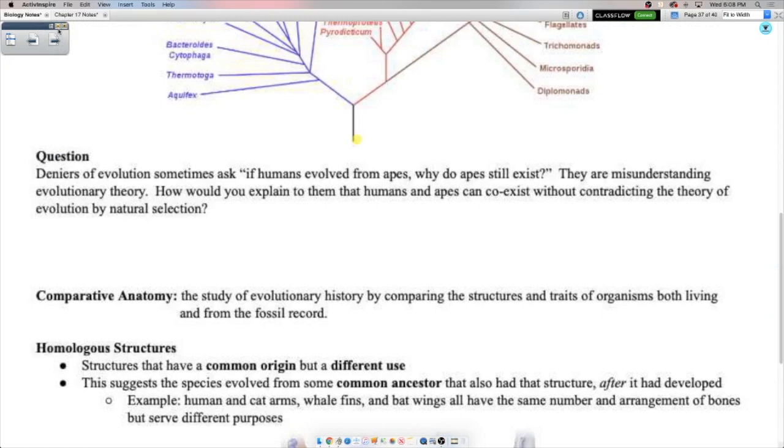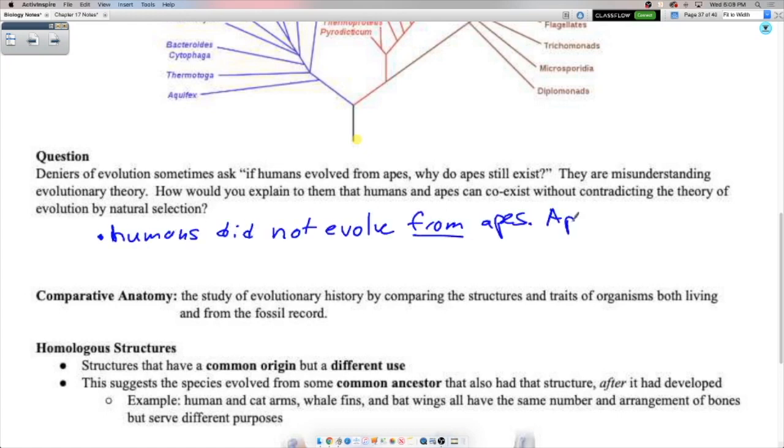It says, deniers of evolution often ask what I just said, right? If humans evolved from apes, why do apes still exist? But they're misunderstanding how evolution works. Humans did not evolve from apes, okay? Apes and humans both evolved from some other common ancestor that looked different from humans and apes. And a different set of environmental conditions made different traits beneficial. And so we went down different pathways as we evolved.